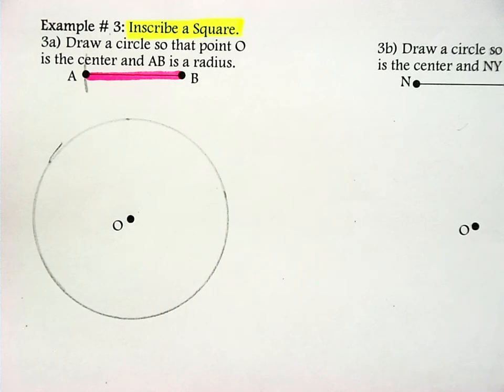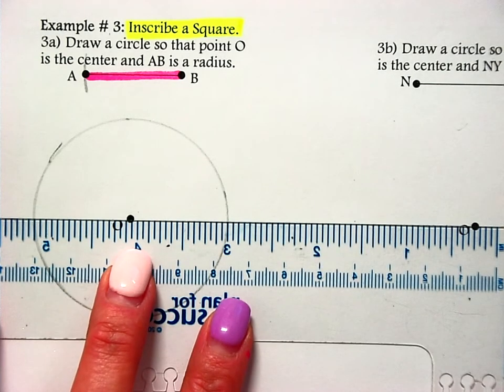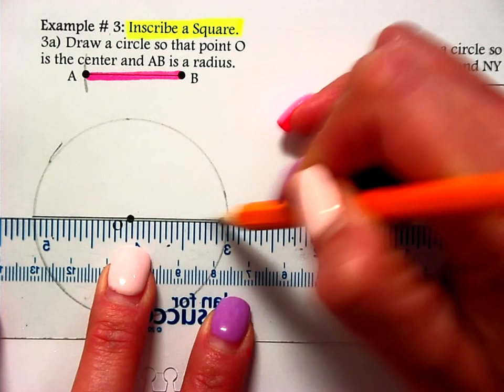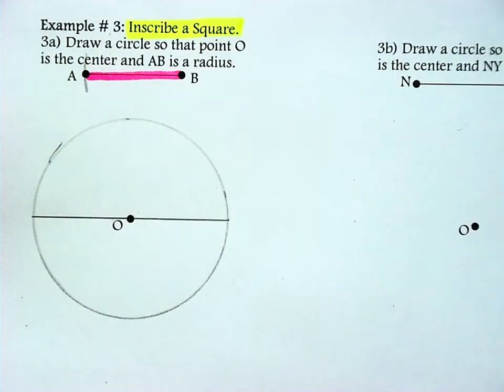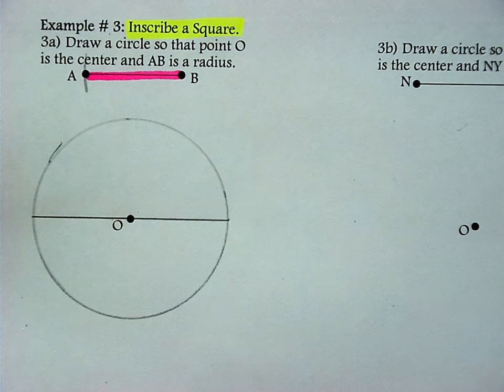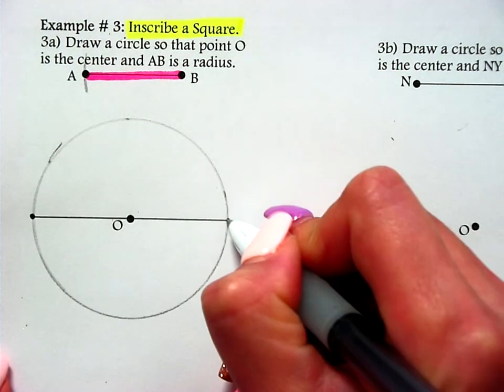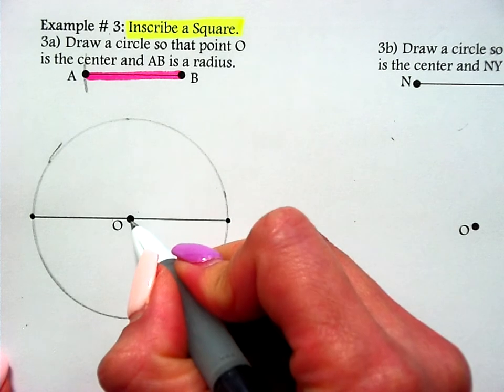And remember, a diameter is a segment or a chord that must go through the center of the circle, and both endpoints of the diameter will be sitting on the circle. So that's the key. Those are our key points: diameter endpoints will sit on the circle and must go through the center.